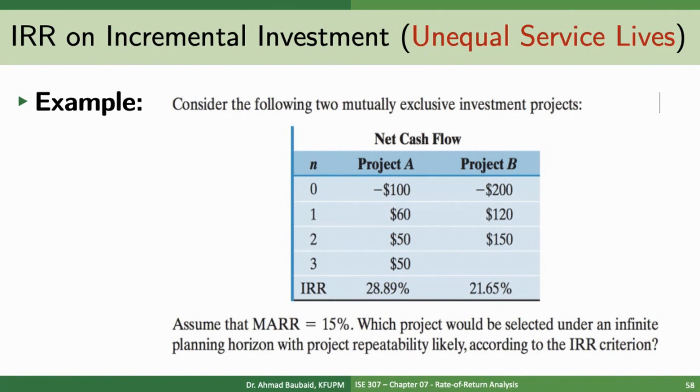So here you have 2 mutually exclusive alternatives, right? But the defining feature of this example is that project B lasts only for 2 years. Project A lasts for 3 years.